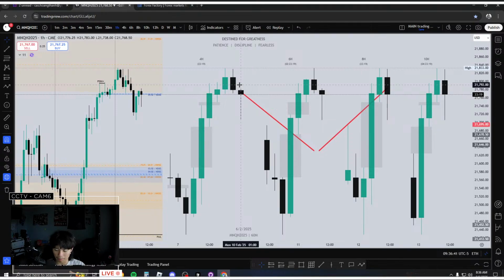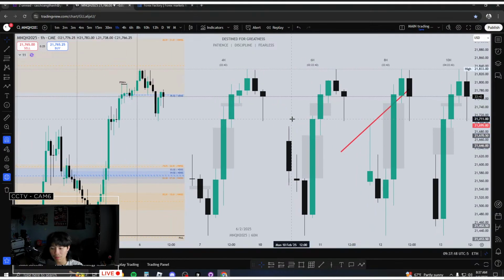And like ICT states, you don't want to concern yourself with the first 30 minutes because it's a little bit more volatile. It's just very sporadic movements. Sometimes it could be clean, but for myself, I just have this rule where I don't trade the first 30 minutes.